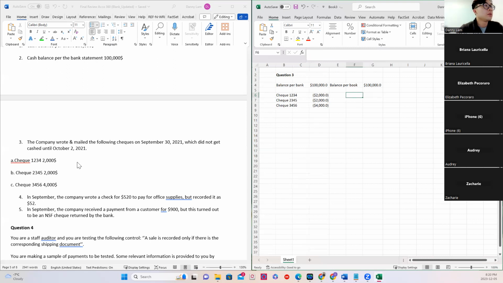How about the other one, guys? What do we feel? It is balance per book. Okay, and what amount would you put? It's 68. Positive or negative? It's positive. Positive. Okay.